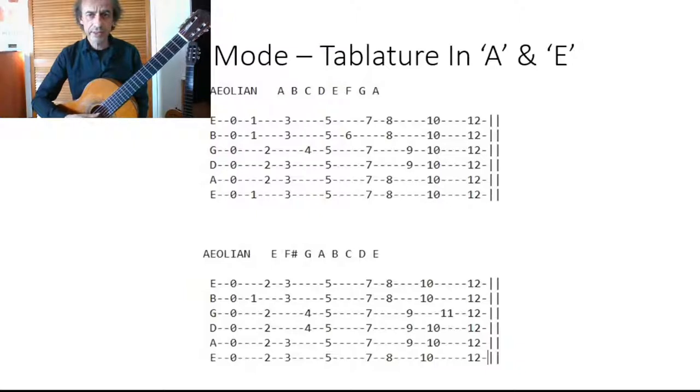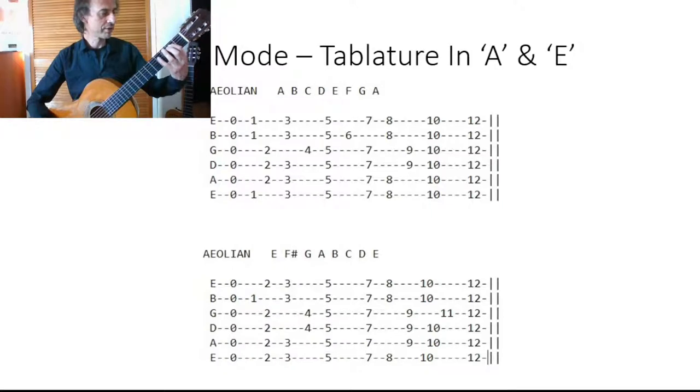And then on the D string, 0, 2, 4, 5, 7, 9, 10, 12. So there's our ninth or second on the F sharp. The minor G sounds quite sad. The minor sixth, the C, sounds quite sad. The minor seventh sounds quite sad. But the F sharp second sounds bright.